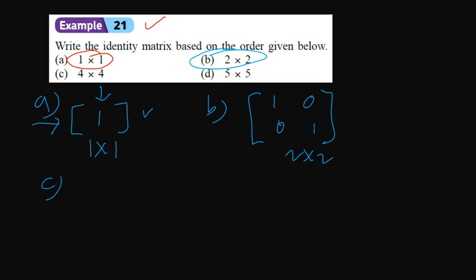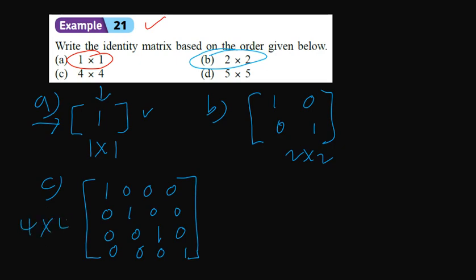So C, 4 by 4, of course, I give you time to let you pause this video. Can you do it? I give you 3 seconds. Okay, of course, you'll start with 1 0 0 0, because 4 by 4, right? 0 1 0 0, 0 0 1 0, 0 0 0 1. So this is a 4 by 4 identity matrix.